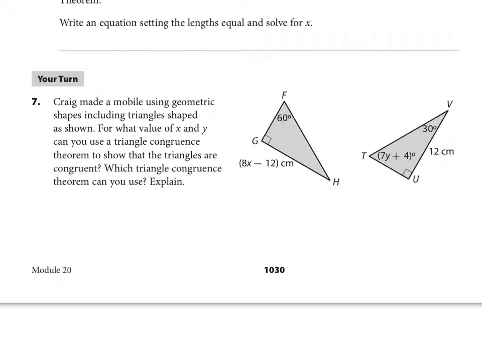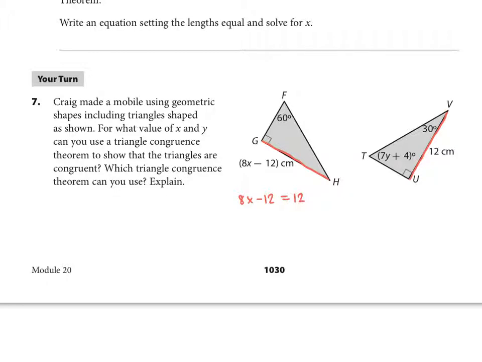So in order for us to get the values of x and y, we're just going to assume they're congruent, right? Because we want them to be congruent. And if x is, it looks like GH, it's this side right here, we need to look at what that actually corresponds to in the other triangle, and it's going to match up with UV right there. So that's 12 centimeters. So 8x minus 12 centimeters from one triangle has to be equal to 12 centimeters from the other triangle, and that helps us set up our equation.